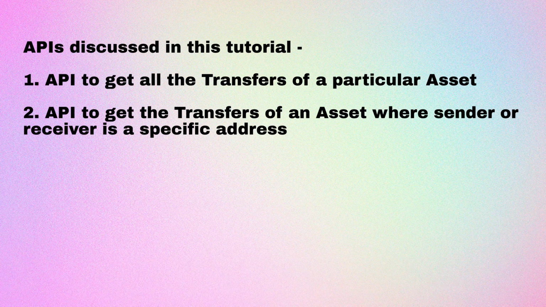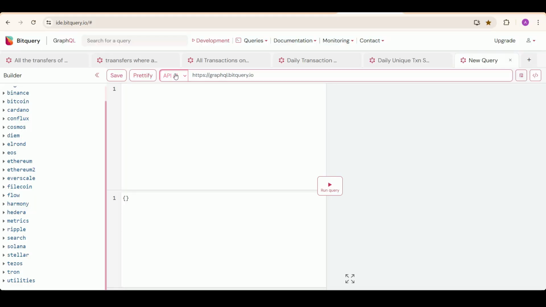We are going to see two APIs in this tutorial around Algorand mainnet transfers. First one will be to get all the transfers of an asset on Algorand mainnet in a specific time frame, and second API will be to get the transfers where an asset is sent from or to a particular address. Make sure this is API v1 here because we have Algorand in API v1 only right now.